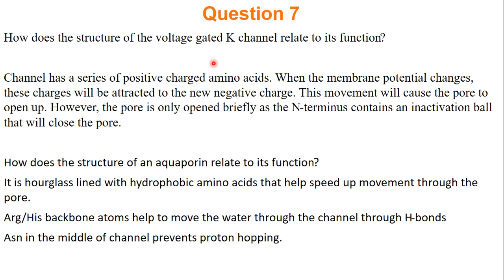So the potassium channel. Well, you have a bunch of positive amino acids, 4 arginines, in helix 4. When the membrane potential becomes positive inside the cell, these arginines will move, not to the new negative, but it's kind of negative, away from the positive to the negative charge on the outside of the cell. This movement causes the pore to open, allowing potassium to flow out of the cell. Only briefly though, because the inactivation ball will come up and close the pore. So that's how the structure and function work.